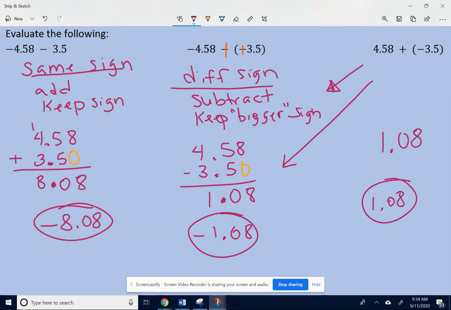So what we did in all three problems, first we changed minus a negative to plus a positive in the middle. But then after that, if we had the same sign like the first problem, we added and kept the sign the same, keeping the decimal points lined up. In the second two problems, because they have different signs, we subtracted, keeping our decimal points lined up, and we kept the sign of the bigger number.